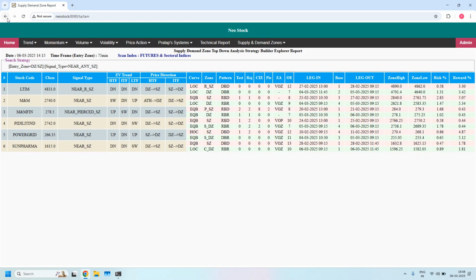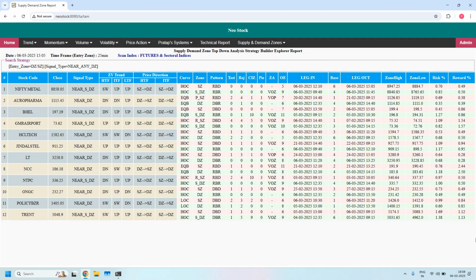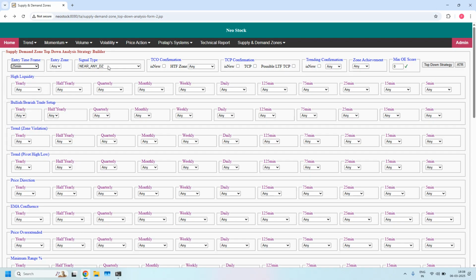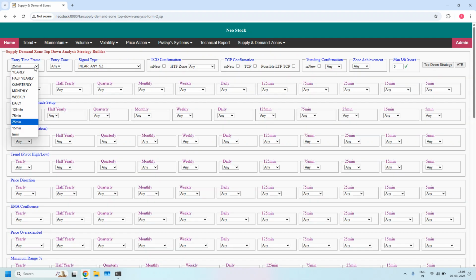Okay, next time frame is 25 minutes. Stocks near 25 minutes demand zone. We got 12 stocks. Next 25 minutes time frame. Stocks near 25 minutes supply zone. We got 5 stocks. Next time frame is 15 minutes.